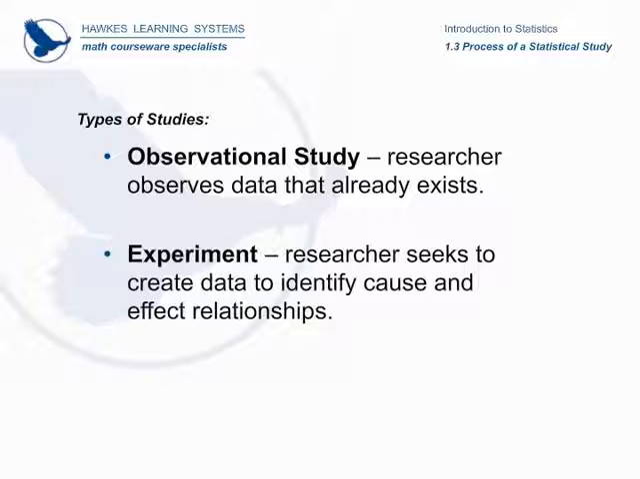The difference between an observation and an experiment is that in an observation, you don't create data. You just look at the data that already exists, view it, and record what you view. Whereas in an experiment, you manipulate the data in order to look for cause and effect relationships.